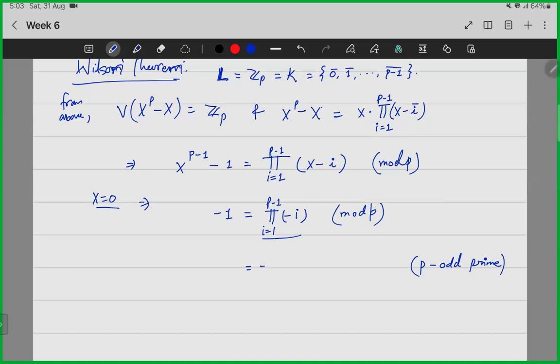Here, this will be minus 1 to the power, from 1 to p minus 1, this is some even number. And this is the product of i from 1 to p minus 1 mod p. But minus 1 to the power of some even number does not matter. And this product is p minus 1 factorial. So p minus 1 factorial is equal to minus 1, also written as congruent to.